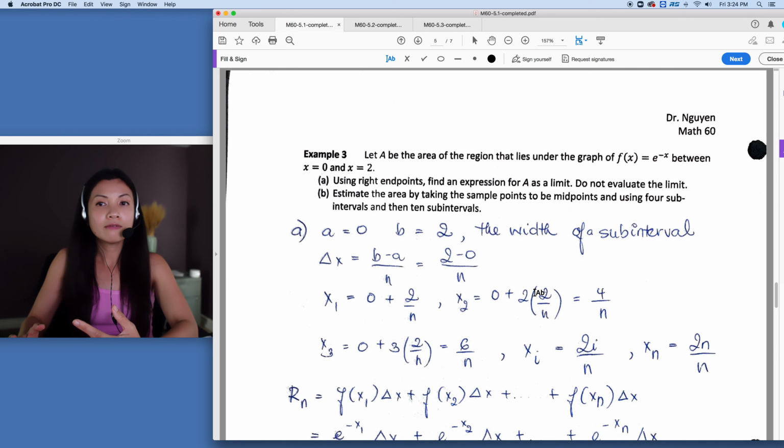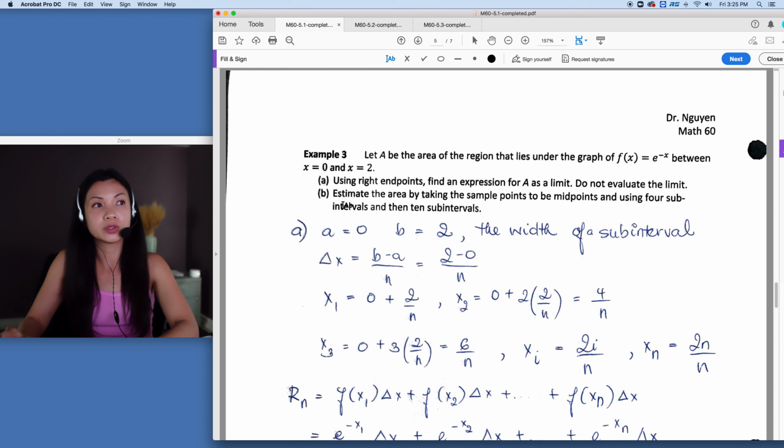So we have the function e to the negative x, bounded by x equals 0 and x equals 2. For part A, they want you to use the right endpoints, and we have to find the expression for A as a limit. I don't want you to evaluate it. Now for part B, we want to estimate the area by taking the sample point to be the midpoint this time, using 4 subintervals, and then 10 subintervals.